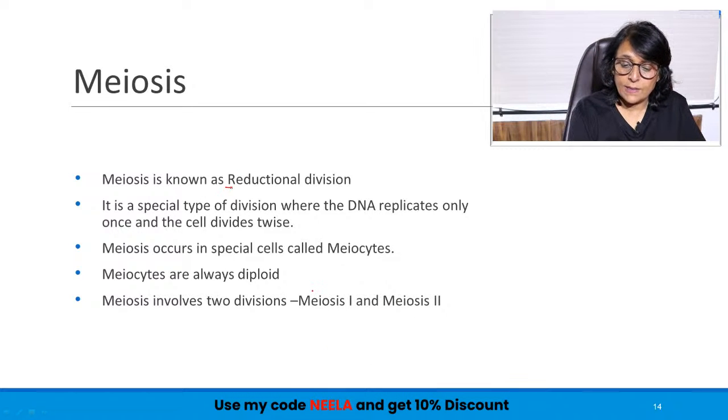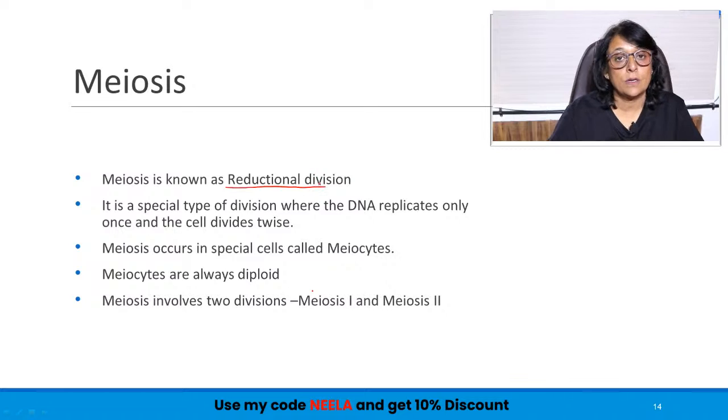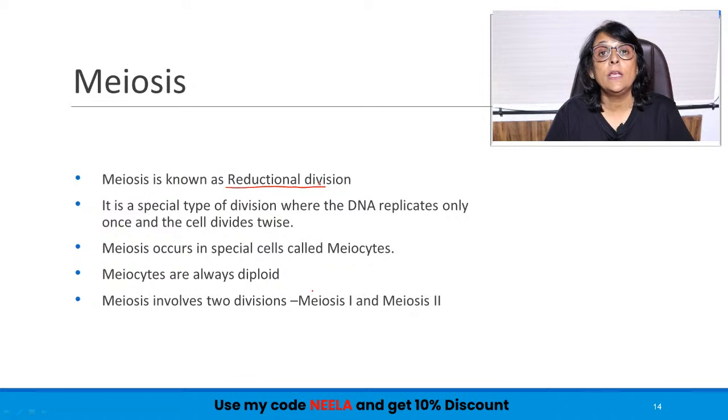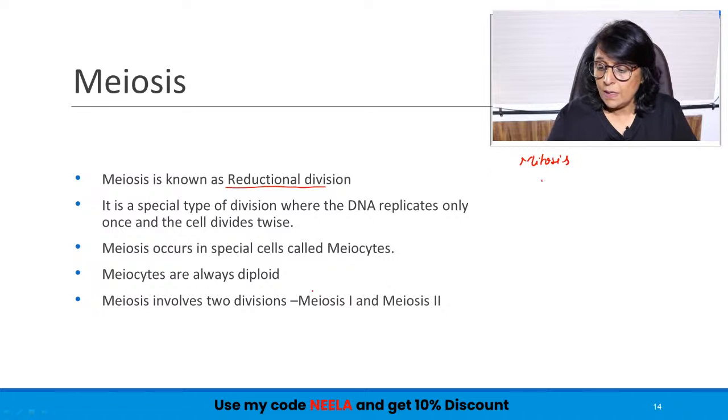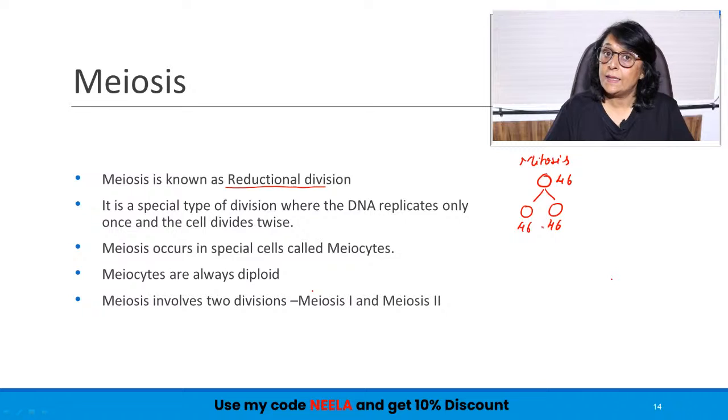It is known as reductional division. Mitosis was called equational division. Meiosis is known as reductional division. If you're talking about mitosis, if this is the parent cell having 46 chromosomes, it is going to give rise to 2 daughter cells, each having 46 and 46. And that is why we called it equational division.